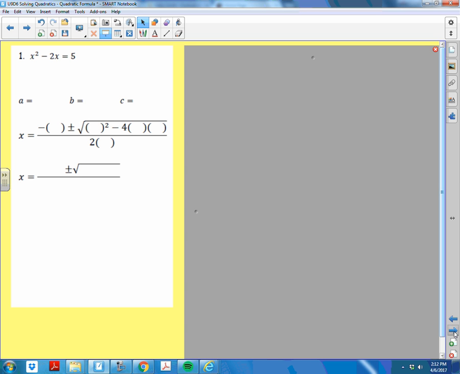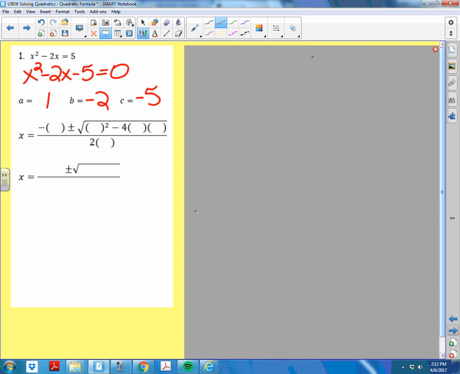The very first step is to get it in standard form equal to 0. It's not. So what must we do mathematically to get it there? Subtract 5. So we end up with x squared minus 2x minus 5 equal to 0. Now we can identify A, B, and C. A is 1, B is negative 2, and C is negative 5.